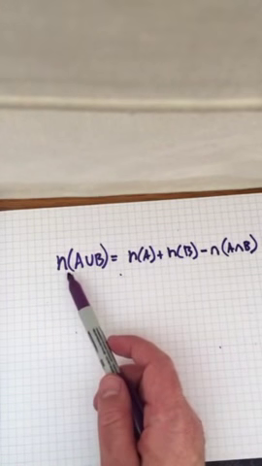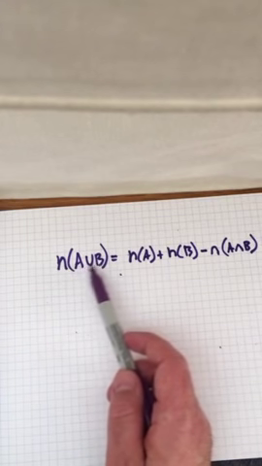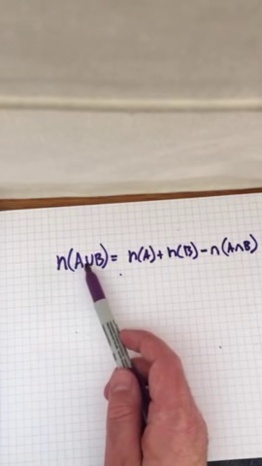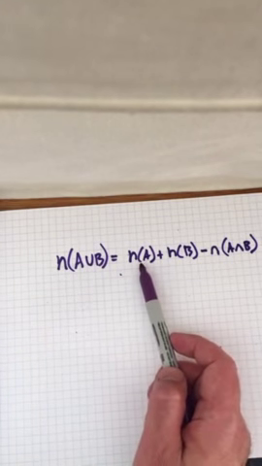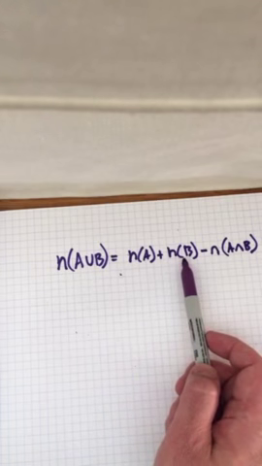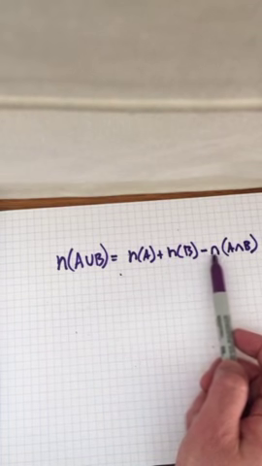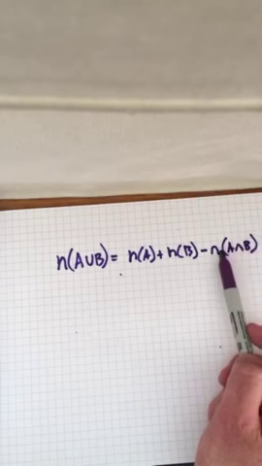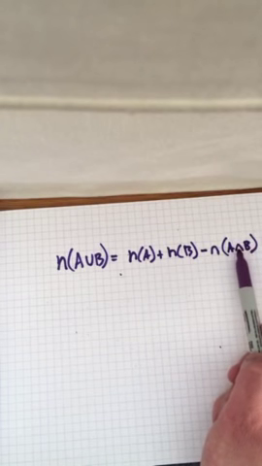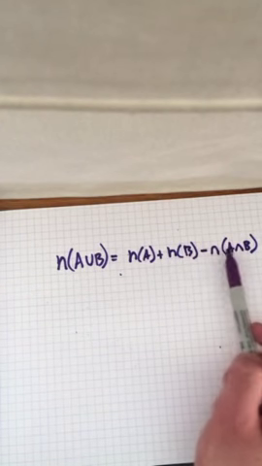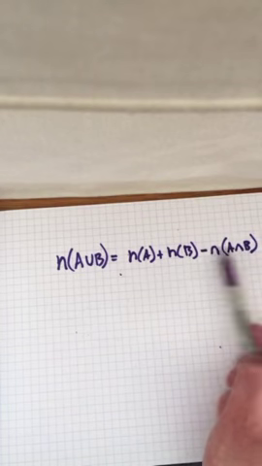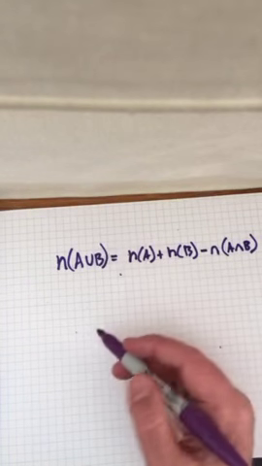Basically what this does is says you could find the number of people that's in either A or B by first adding the people in A to the people in B, and then subtracting one time the people who were in the intersection. These people got counted both in here and in here, so we have to take off one of them so that it equals out to the correct number.